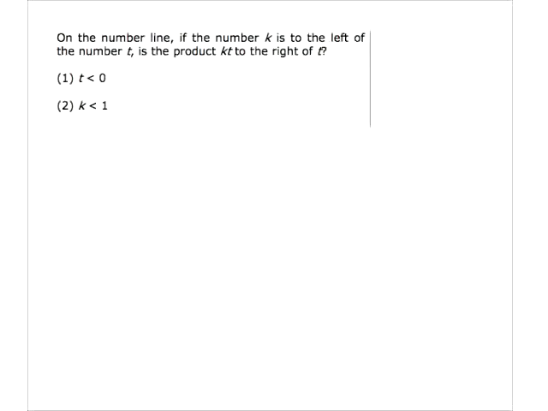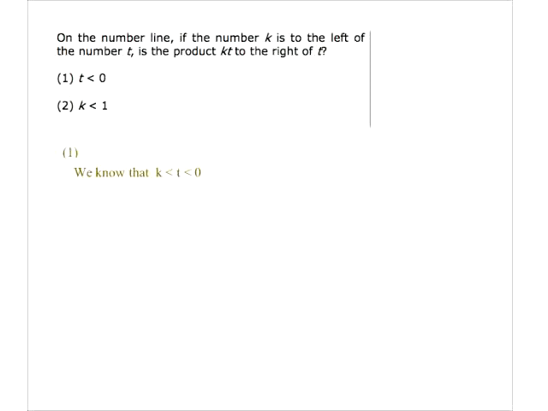If a number k is to the left, these problems are from GMAT Crack, by the way, if anybody's wondering. If the number k is to the left of the number t, then is the product kt to the right of t? So statement 1, let's take a quick look. Most of you got it right, so we will do it quickly. Statement 1, we know that k is less than t, but we also know that t is less than 0.